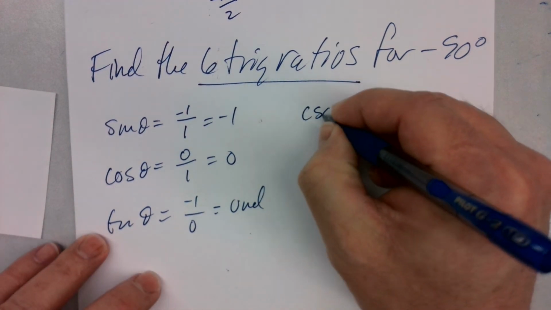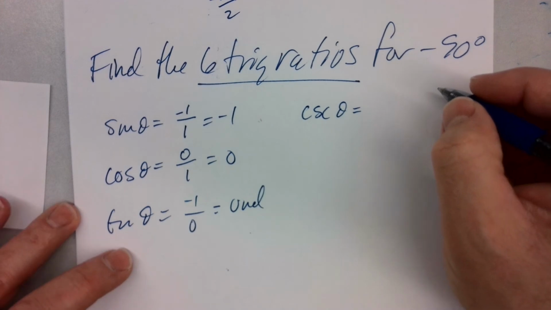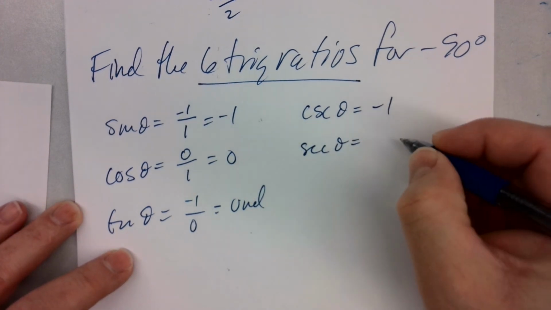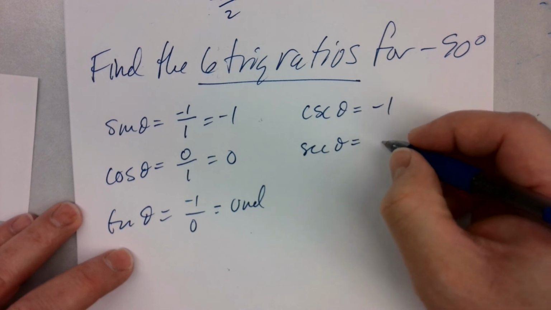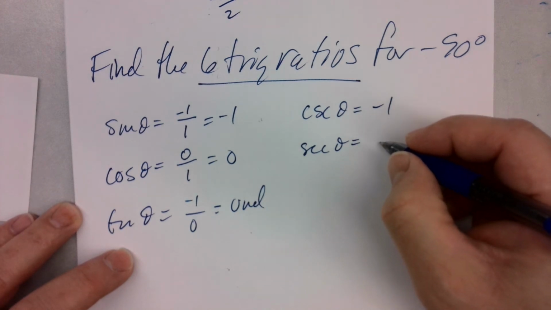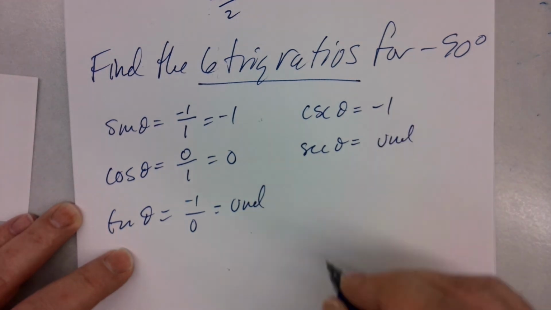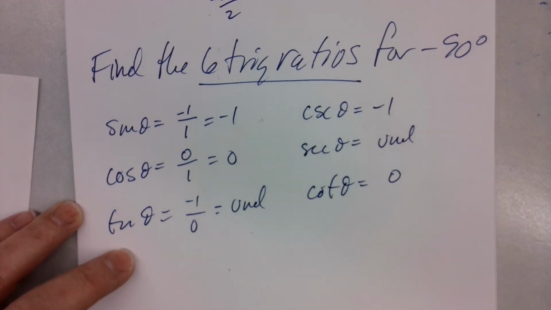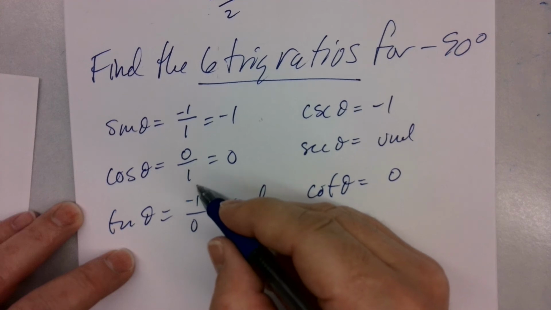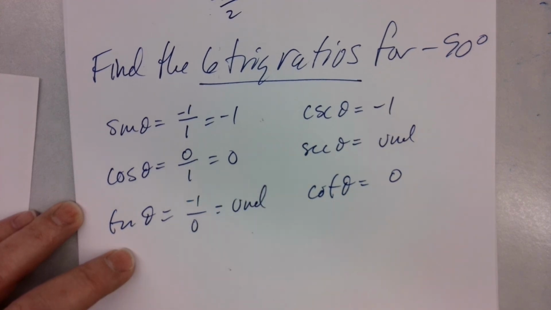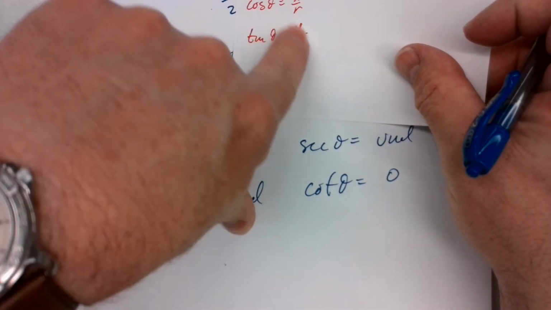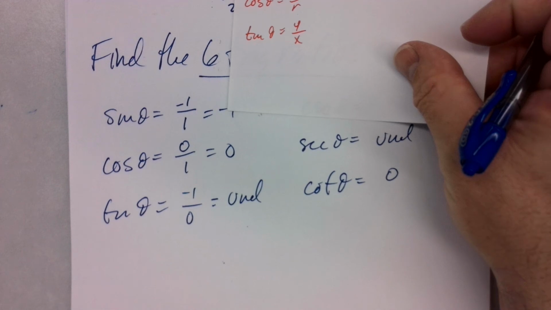Now, for my inverses, I'm going to have the cosecant. So the cosecant of theta is what? Negative 1. What is the secant of theta? It's undefined, right? And then what is the cotangent of theta? It's 0, because my 0 is now in the numerator. So whenever it lands on a line, you really need to have these relationships. That's why I said write them down on your paper.